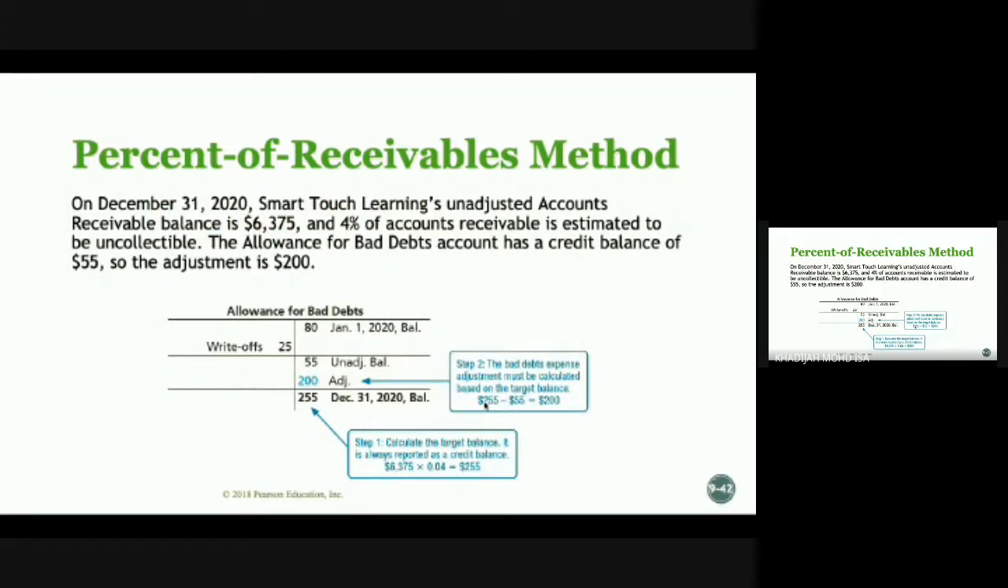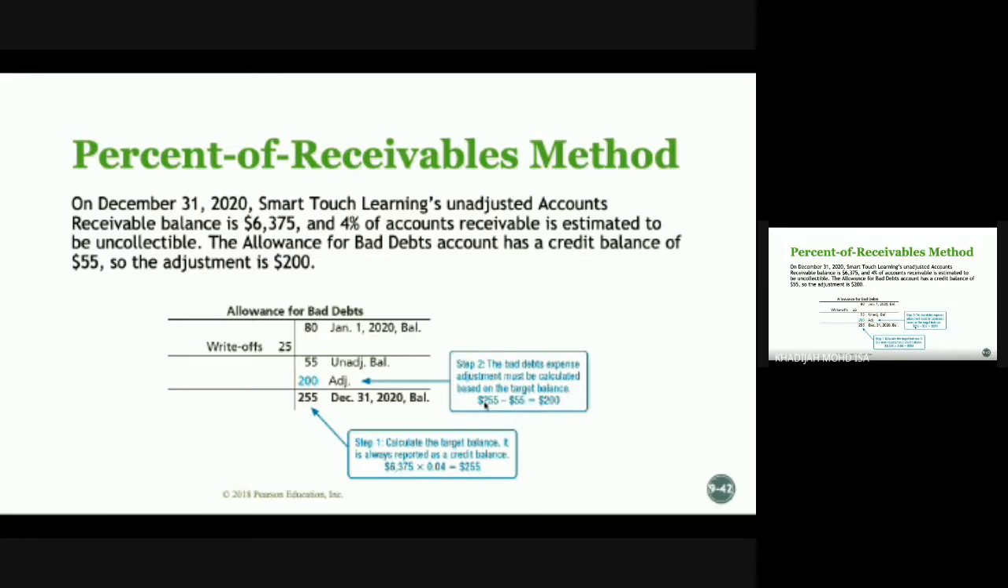Let's look at the example here. Smart Touch Learning's unadjusted account receivable is 6,375. 4% of account receivable is estimated to be uncollectible. So 4% of your 6,375: 6,375 times 0.04 is 255.